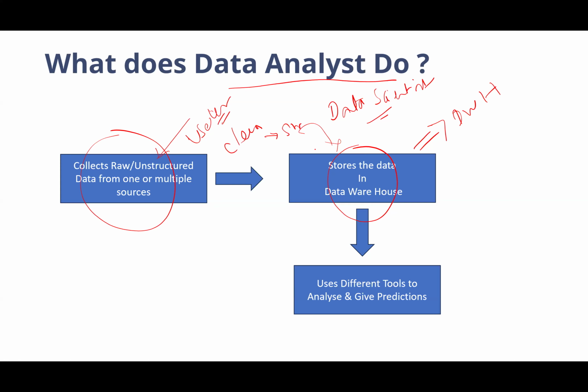So this is the primary work of a data scientist in day-to-day life. What will the data scientist do? He will collect the raw or unstructured data, clean it, and convert it into structured data or processed data. Then he will store this processed data in something called a data warehouse or database. We also discussed what a data warehouse is, and I will discuss it in the next slides.